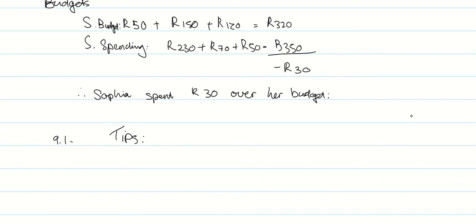The tips. That's basically what they're asking at question number 1. They are asking what the tips are that she earned. So income is the first one. What was her total income by the end of the month? It's 3,200. That was the total income for the month.